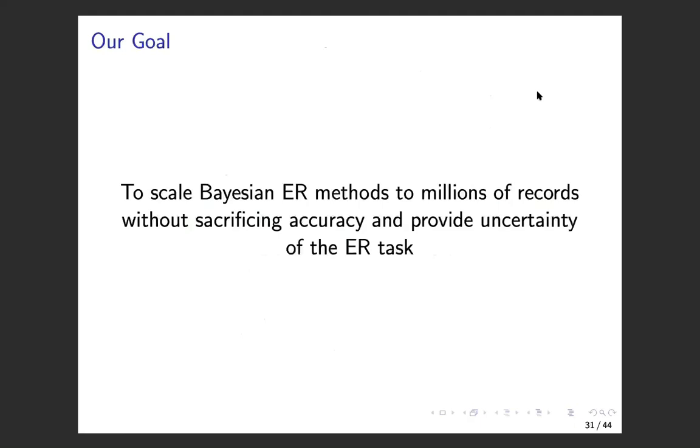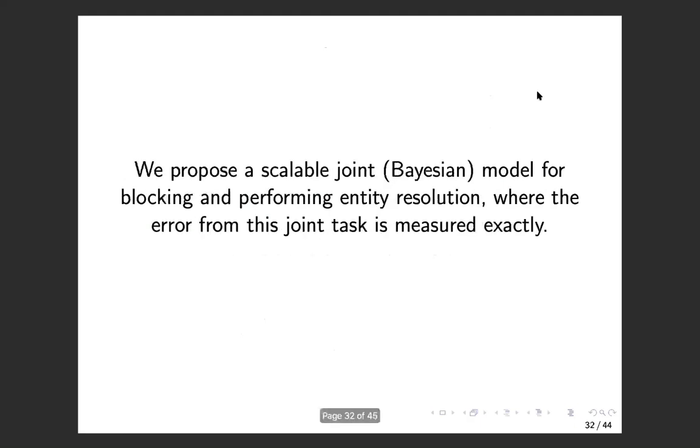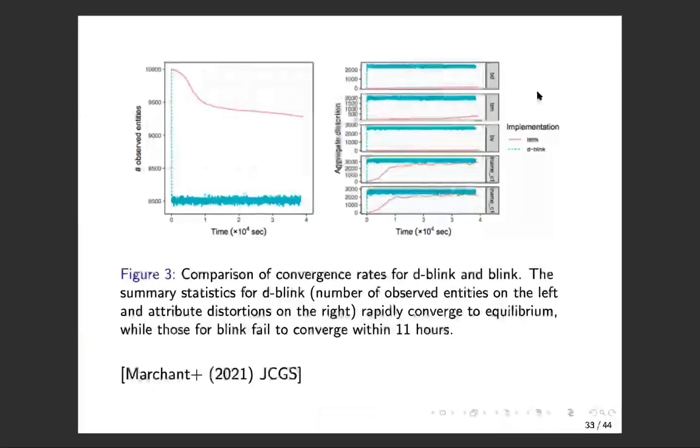And this ended up being incredibly difficult to do. So what we proposed is a scalable joint Bayesian model for the blocking and performing the entity resolution task. And in this sense, because it's a joint model over the blocks and the entity resolution, the error from this joint task is measured exactly. So I'm going to highlight a few things from this paper, and then in the third part of the tutorial, I'll dive into this a little bit more deeply.